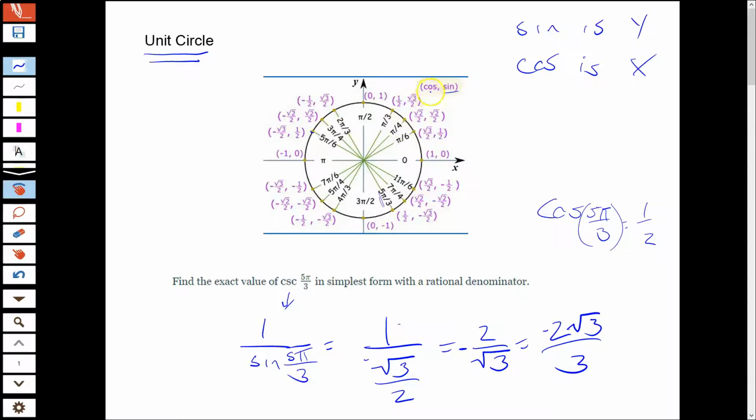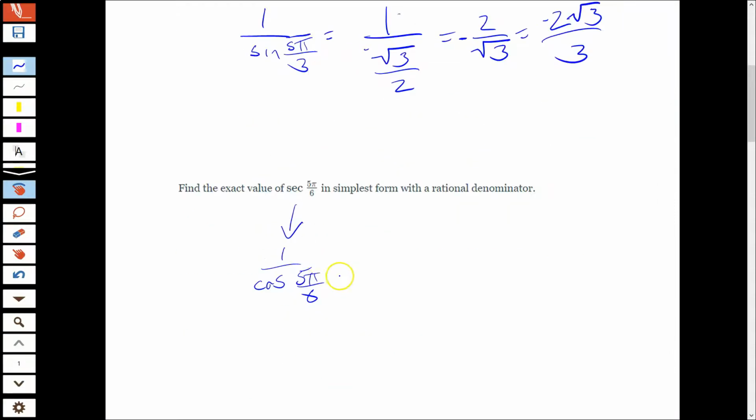Now cosine is the x, so negative root 3 over 2 is the cosine of 5 pi over 6. Okay. And I don't necessarily need you to write this in your work if you start to just memorize that secant means flip the fraction. I'm just being very explicit so you understand my steps here. So that's the reciprocal of that, so I get negative 2 over square root 3.